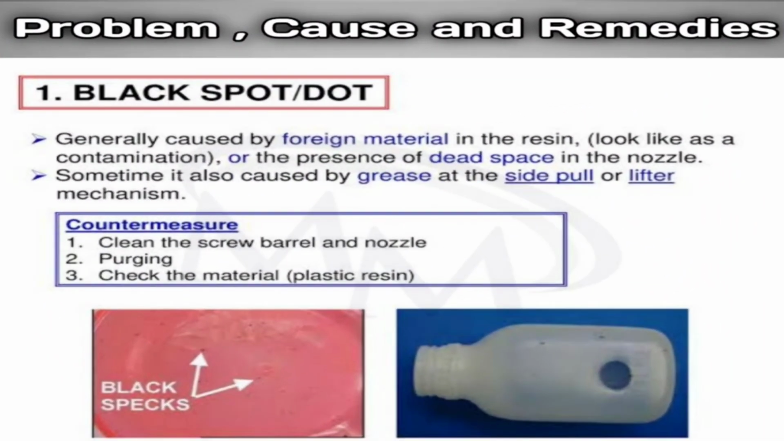Black spot, generally caused by foreign material in the resin, looks like a contamination or the presence of dead space in the nozzle. Sometimes it is also caused by grease at the side pull or lifter mechanism. Countermeasure: 1. Clean the screw barrel and nozzle. 2. Purging. 3. Check the plastic resin material.